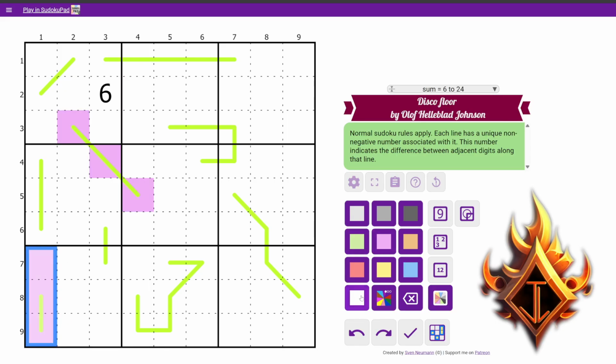And then pink will be over here somewhere. So 8 will also be 1. And 7, obviously.